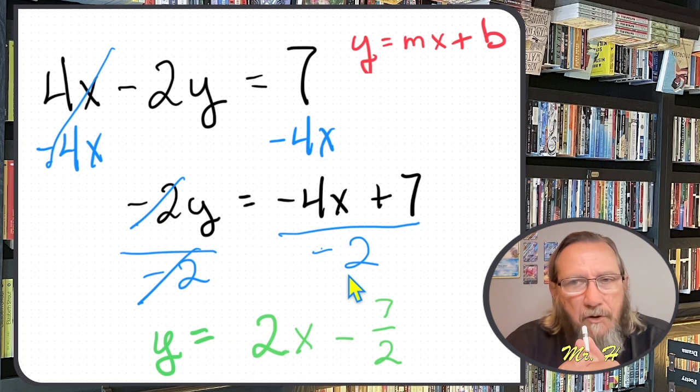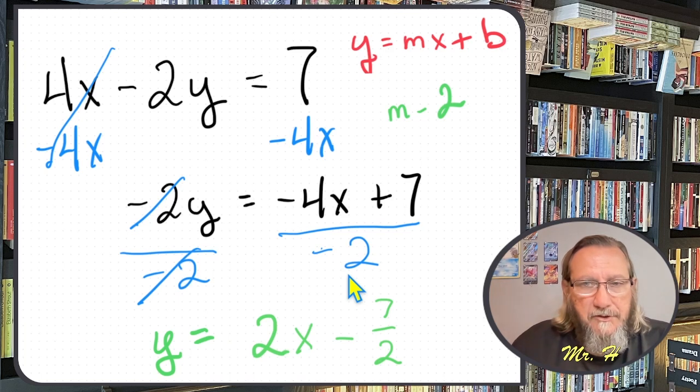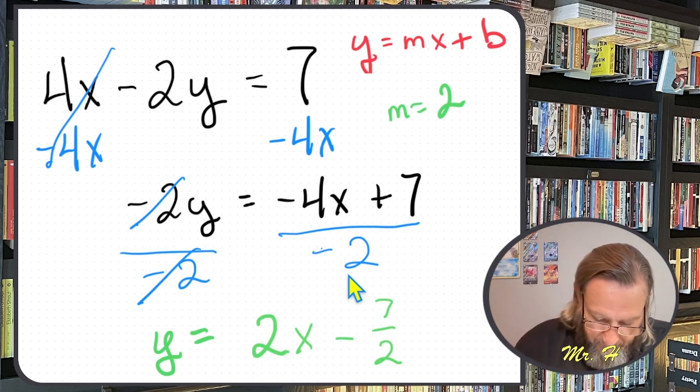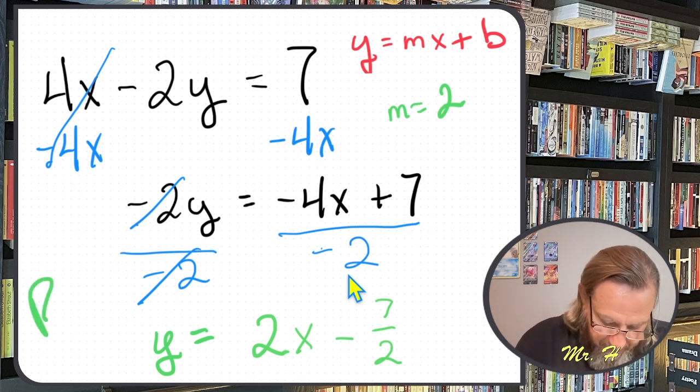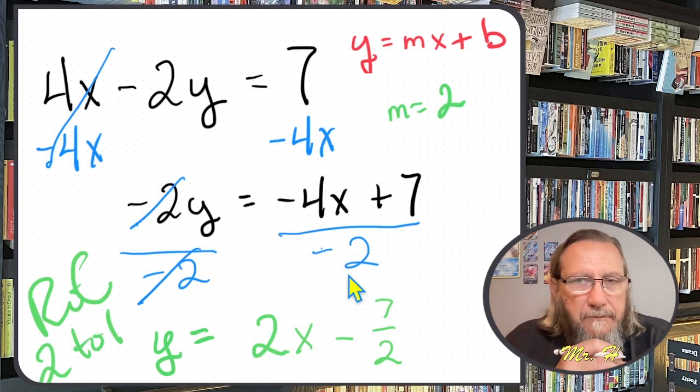So what is the slope of this line? The slope of this line is now 2. M is going to equal 2. So what is the rate of change? All right. Our ROC is going to be 2 to 1. 2 to 1 for our rate of change. Last problem. Here it comes.